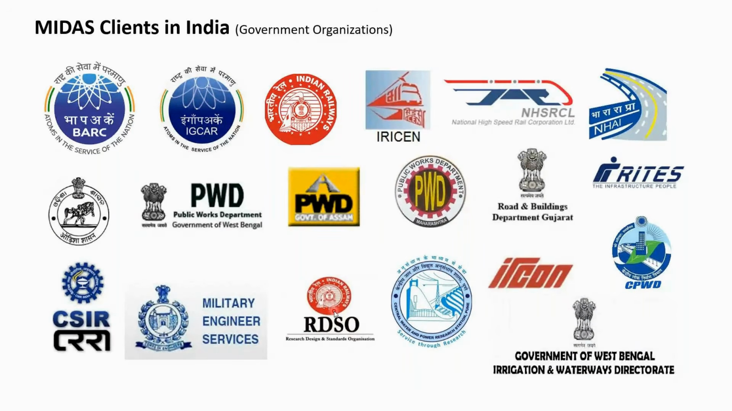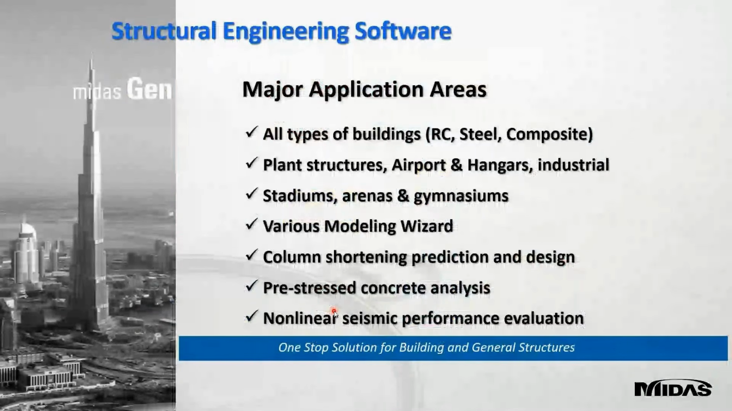Okay. Now let's discuss the application area. Midas Gen is, I would say, more or less a general software in which we can do all types of structures. It's not necessary that we can only do RC or steel. We can do RC, steel, as well as composite structures. Other general structures like plant structures, airport hangars, or industrial structures we can also do.